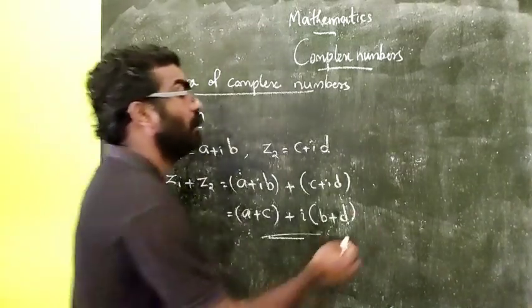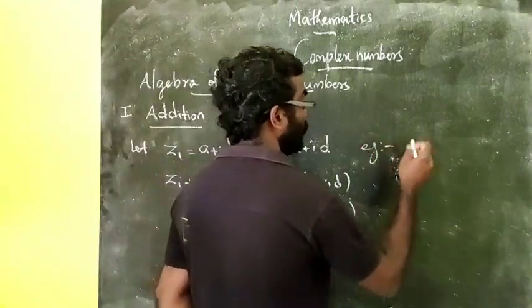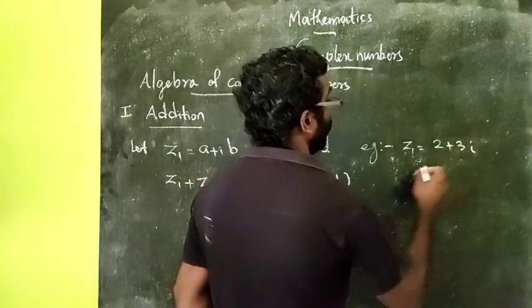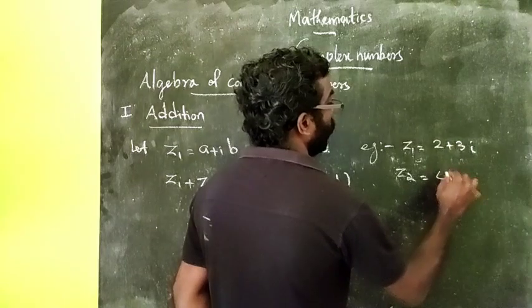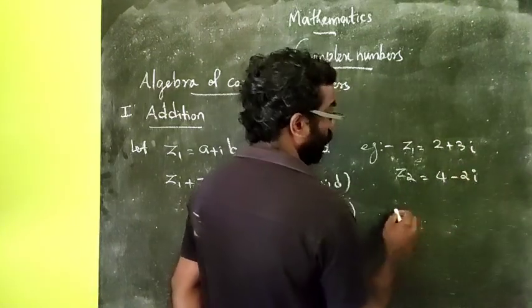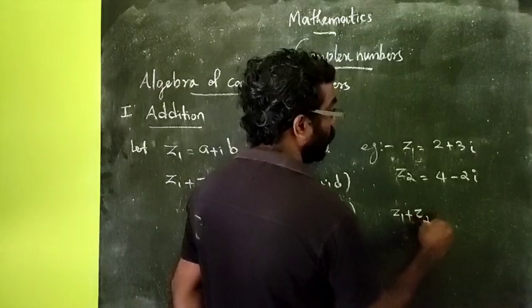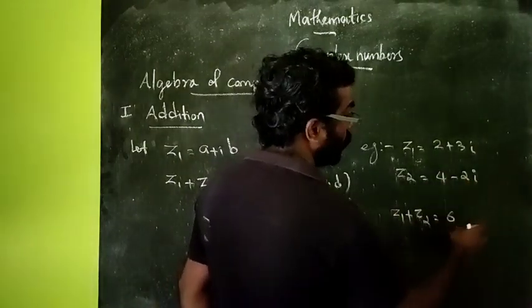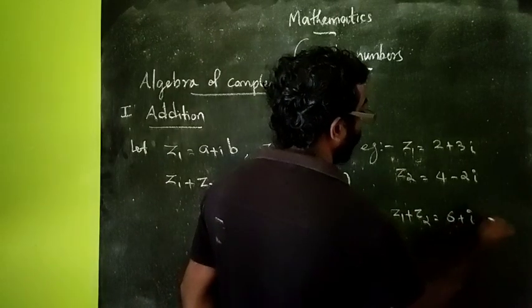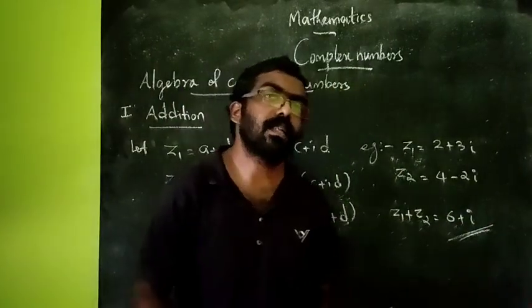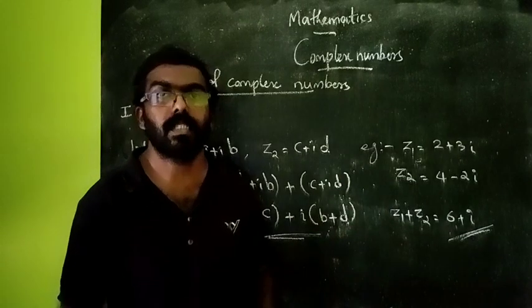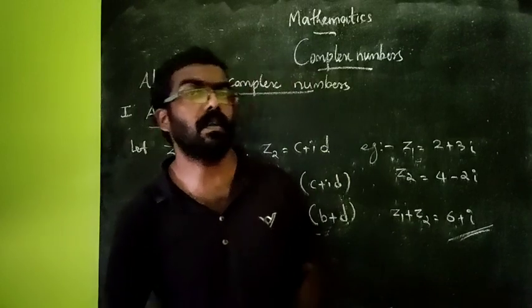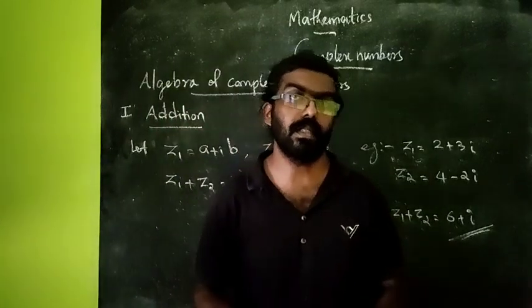It's very simple. We can take one example. z1 is equal to 2 plus 3i and z2 is equal to 4 minus 2i. While finding z1 plus z2, we have to add 2 plus 4, which is 6, and 3i plus minus 2i, which is 1i or i. Okay, so we can easily find the sum of two complex numbers in such a way. Clear? Now we have different properties for addition of complex numbers that we can discuss.